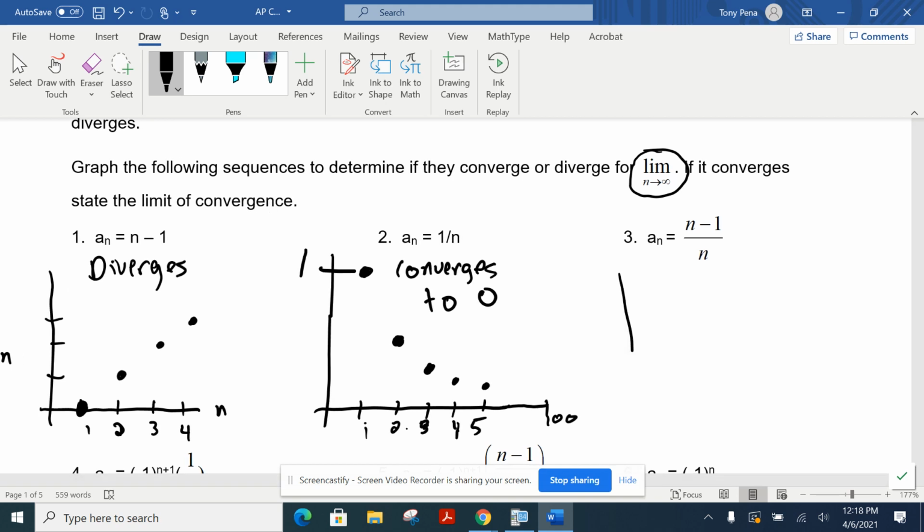All right, so the next one, same thing, first quadrant only here. We'll go to 5, I think, should be good.